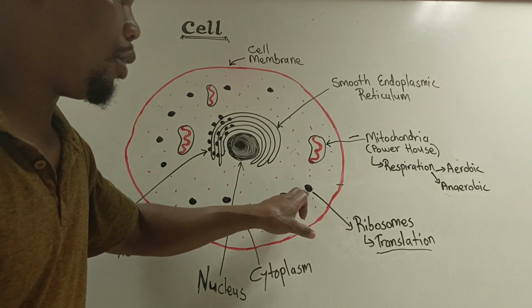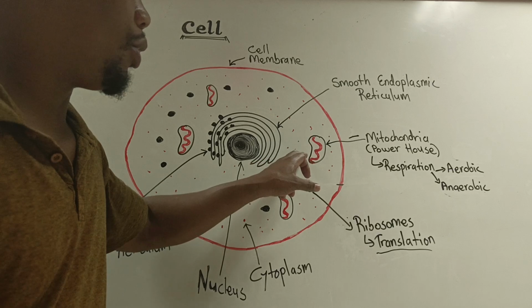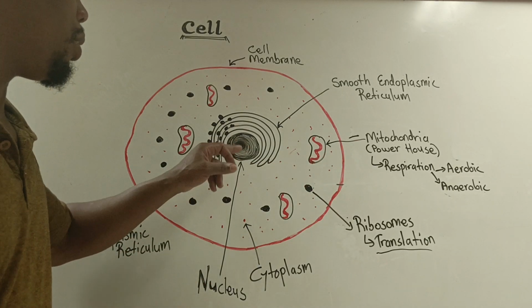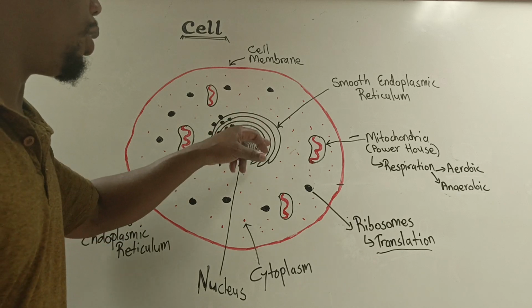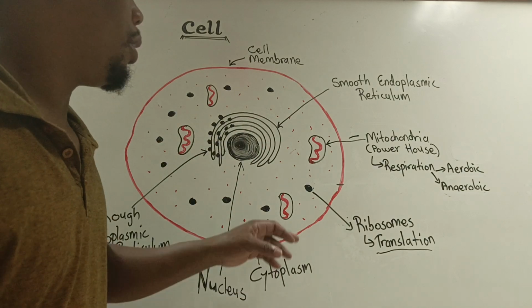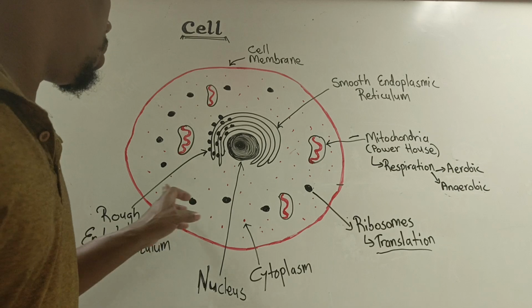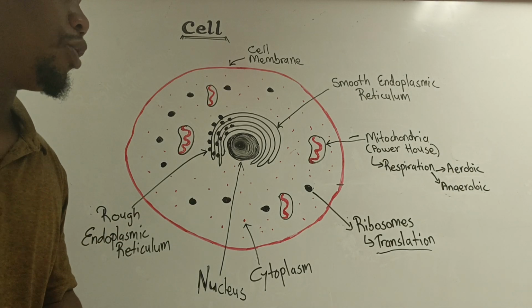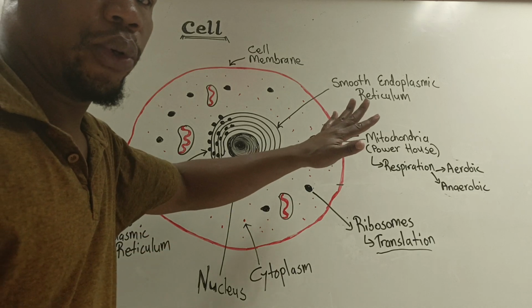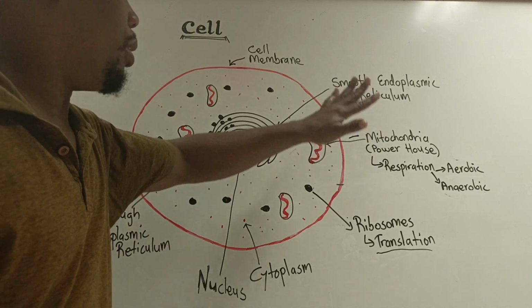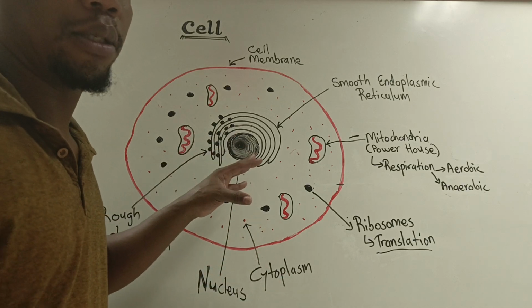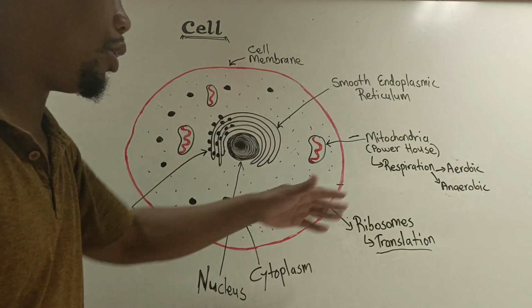We have the ribosome, the dark one here, and we have the mitochondria, the nucleus, and the endoplasmic reticulum. We've got two types: the smooth one and the rough one, the rough endoplasmic reticulum. So you have to be able to label all those structures. We have a lot of them, but for your syllabus, you are only limited to these ones.